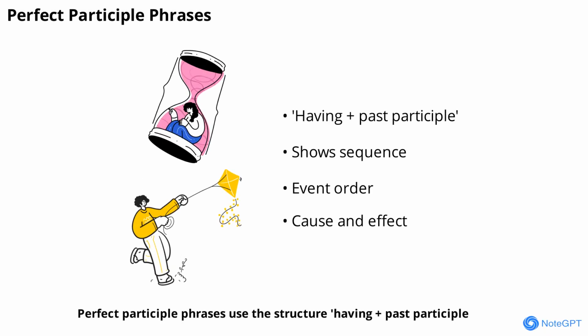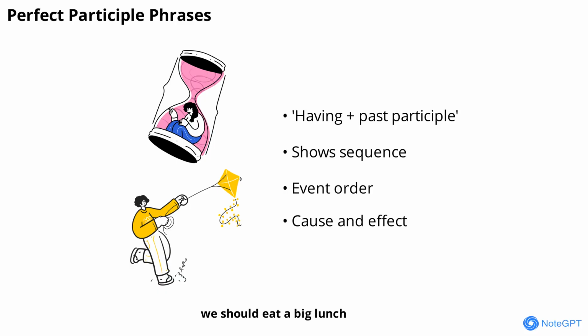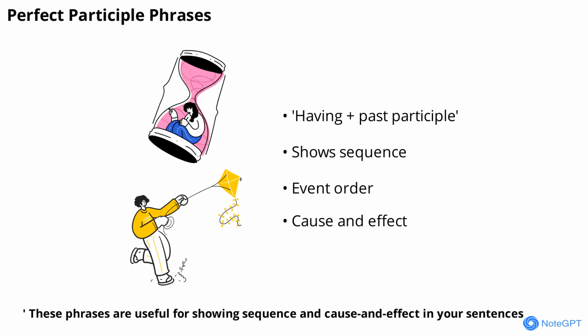Perfect participle phrases use the structure, having plus past participle. We use them to show that one event happened before another. For example, "Having seen the movie before, I wouldn't want to see it again." This tells us that seeing the movie happened first. Another example, "Having done a lot of exercise this morning, we should eat a big lunch." These phrases are useful for showing sequence and cause and effect in your sentences.